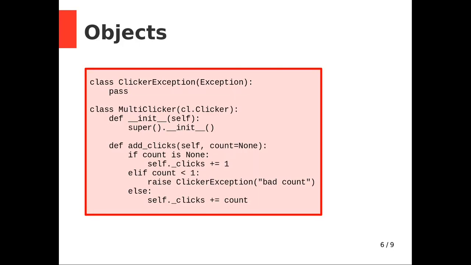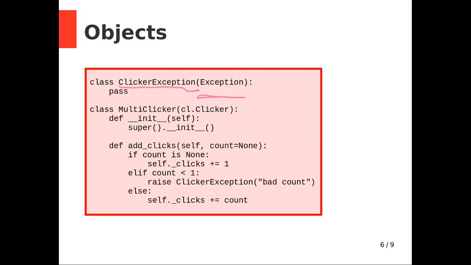So here, I am extending. Classes can extend other classes, and that works conceptually how it works in Java or C++, with the additional wrinkle that because of duck typing, you don't need to maintain that Y is an X relationship a lot of the time. Anyway, first I'm creating a new exception, the clicker exception, that extends the basic exception.